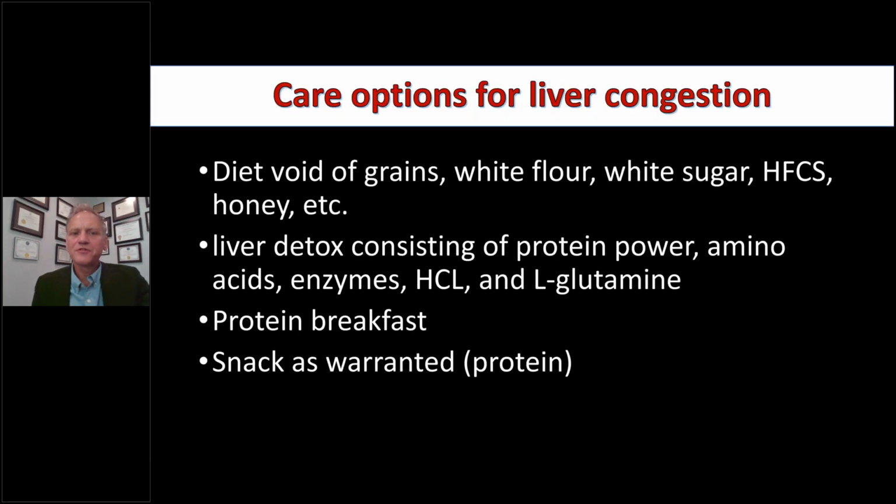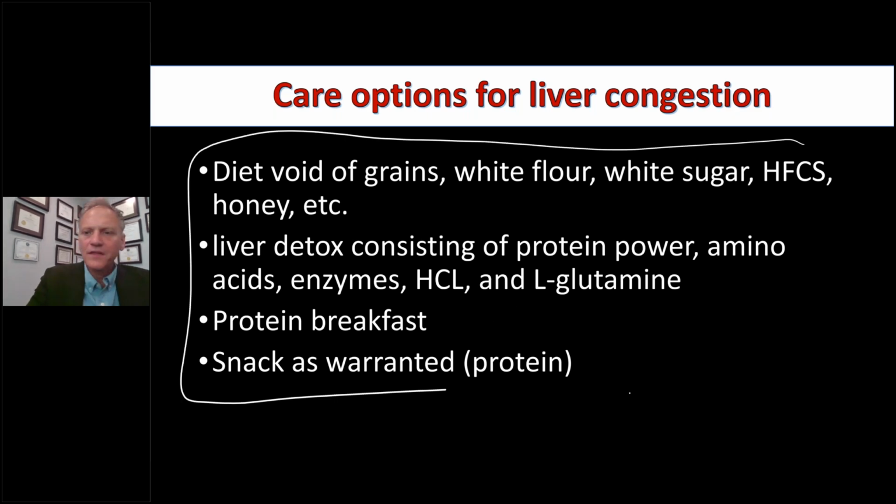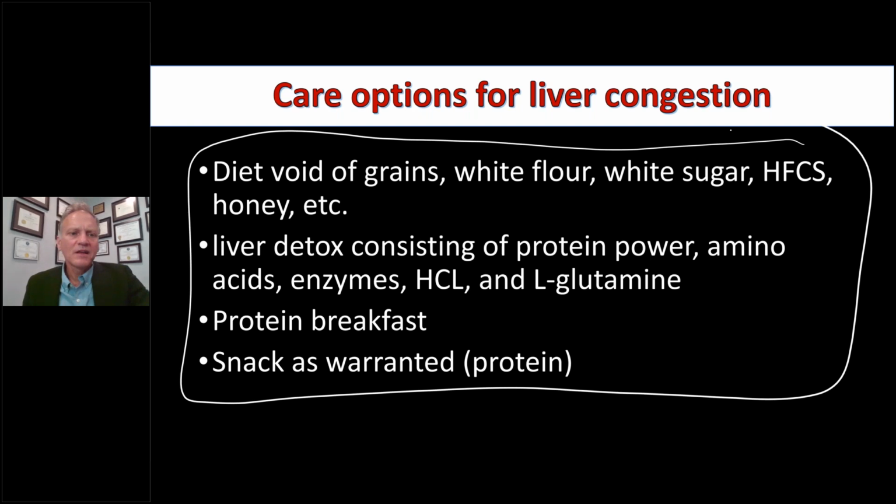So just some care options for liver congestion that has to do with reactive hypoglycemia. Diets void of grains, white flour, white sugar, high fructose corn syrup, honey. Honey, be careful. People eating honey, they're like, I don't eat anything sugar, but I eat tons of honey. You're eating a lot of sugar if you eat honey. Okay, so liver detox consisting of protein powder. You can use amino acids, enzymes, HCl, L-glutamine.